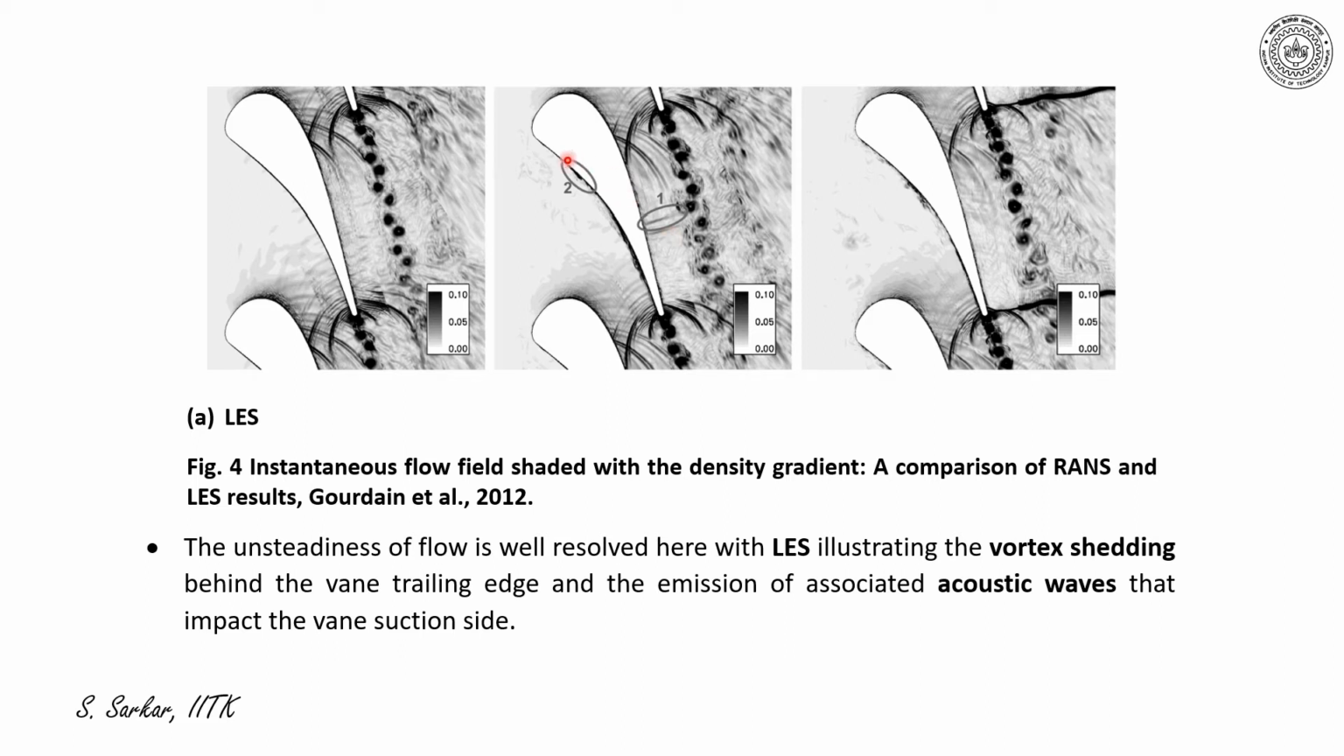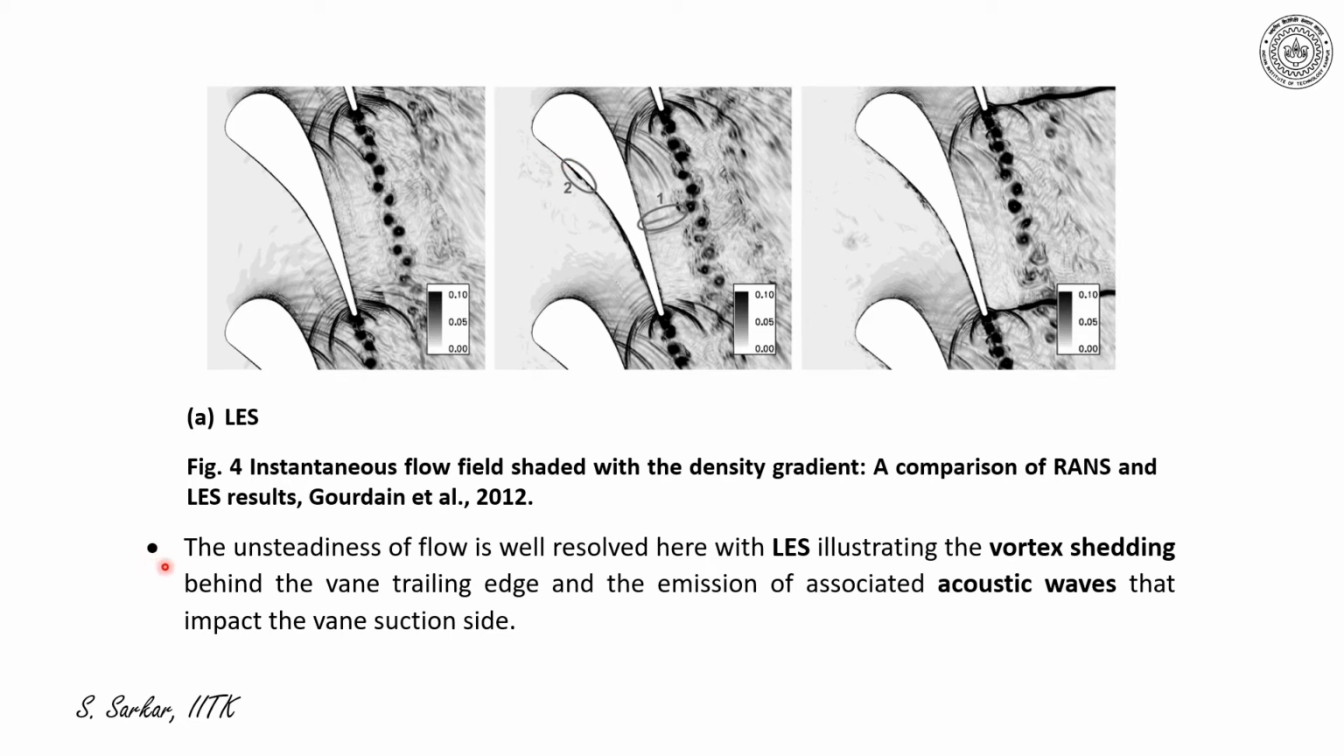Some vortices appear on the pressure surface because of acoustic wave disturbances. Thus, this kind of unsteadiness has not been predicted with RANS simulation.